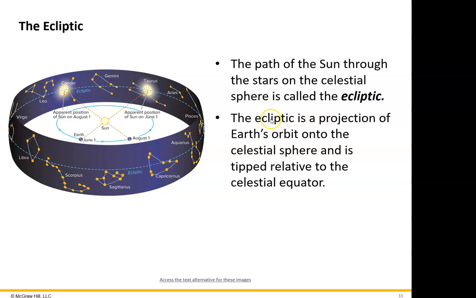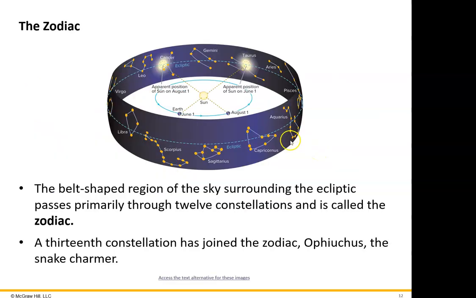But the thing is that the celestial equator, remember, is the Earth's equator projected out onto this imaginary sphere that surrounds the Earth. Because the Earth is tilted, and we'll look at this in detail in just a moment, the ecliptic goes above the celestial equator and below the celestial equator.